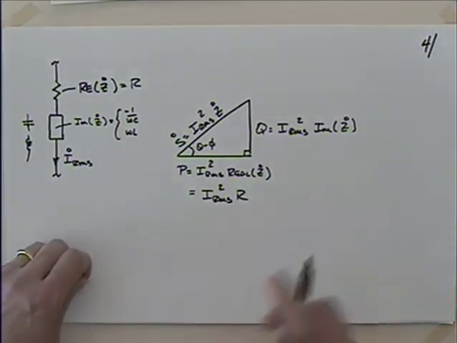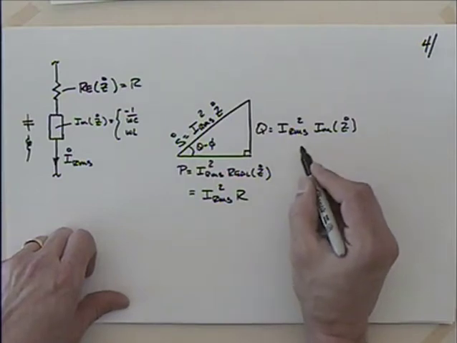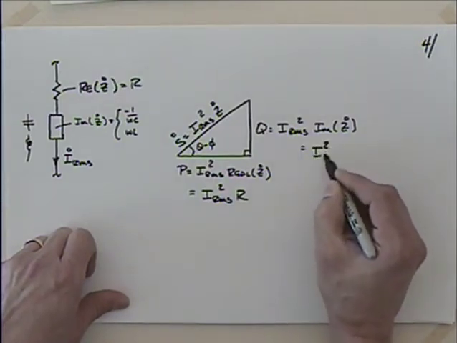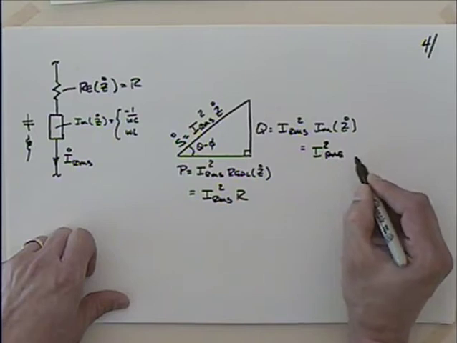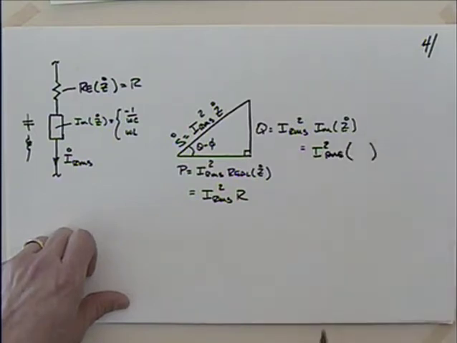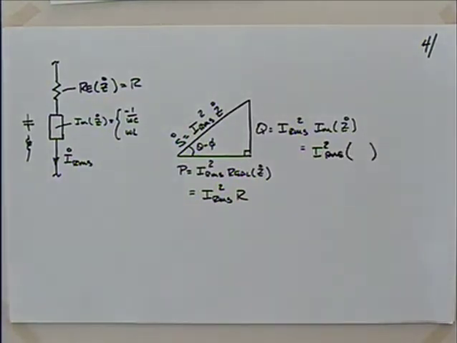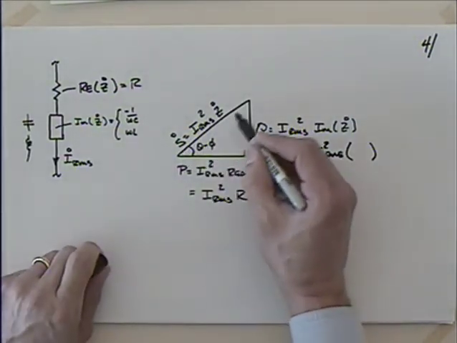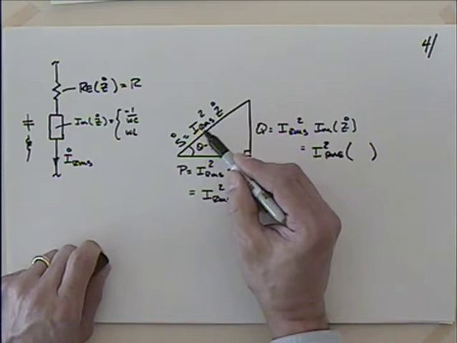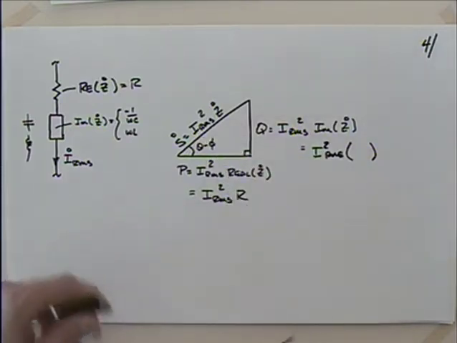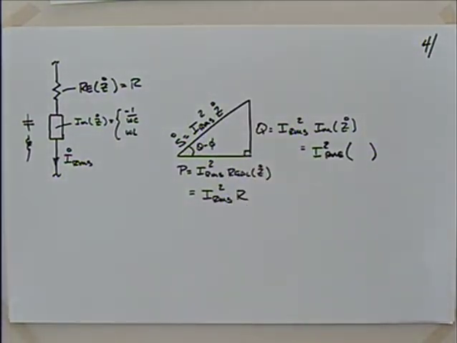And if I wanted to talk about the reactive portion, I could say that it was equal to I squared RMS times the imaginary portion of Z. What's that? Well, it's either minus 1 over omega C or omega L. And if we wanted to then get this hypotenuse here, we could say that it was equal to I squared times the impedance Z, where I take both of those pieces into account, both the real and the imaginary.